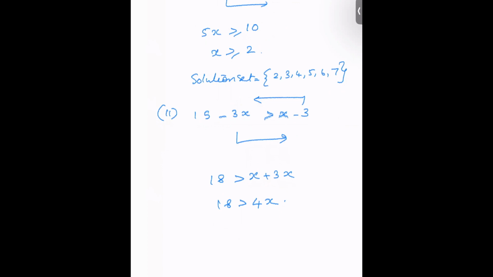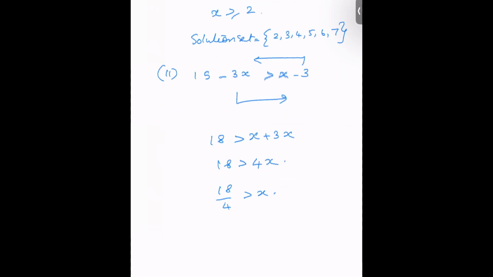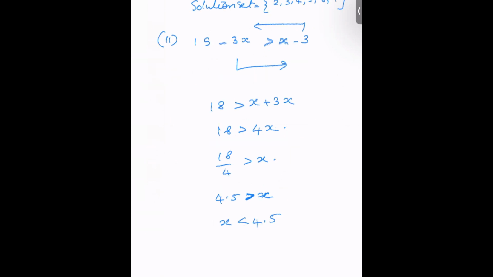So, now divide by 4: 18 by 4 is greater than x. What is the value of that? 18 by 4 is 4.5. So I'm getting 4.5 is greater than x. X is less than 4.5, because see in which direction this pointed edge comes. That means that side is smaller, right?